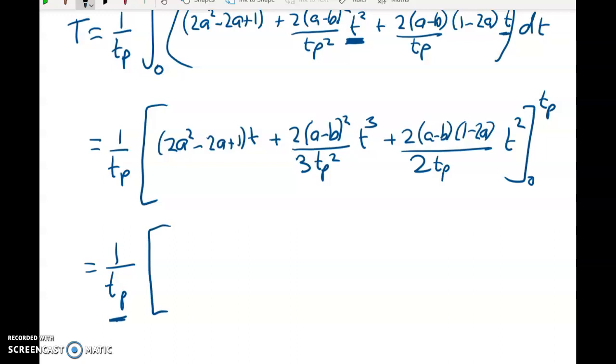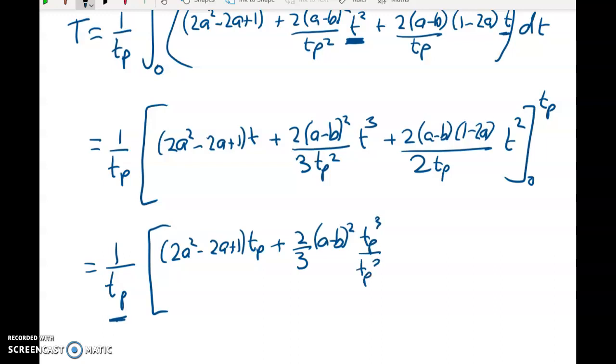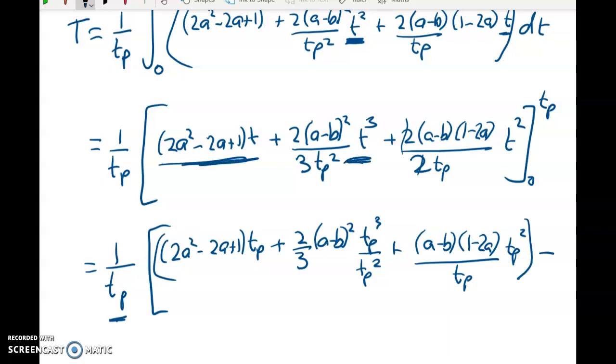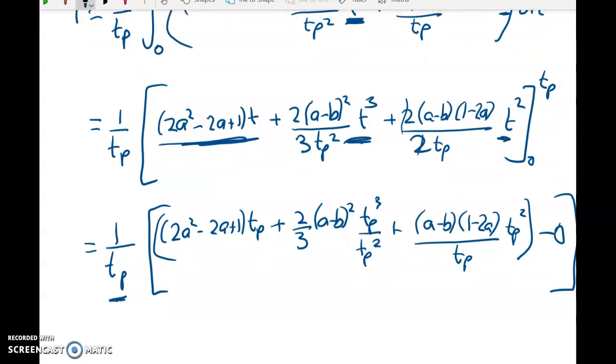So what have we got? Well, we've got (2a squared minus 2a plus 1) TP, plus 2/3 (a minus b) squared, and we've got TP cubed over TP squared, plus (a minus b)(1 minus 2a) TP times TP squared. So it's all of that minus, and then we're doing a show-that question, so we need to show our bottom limit. So it's minus 0 for all of those.